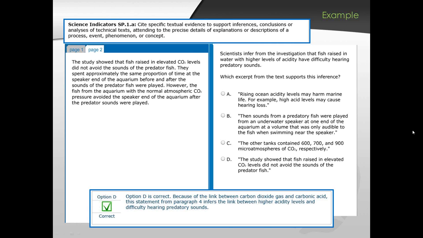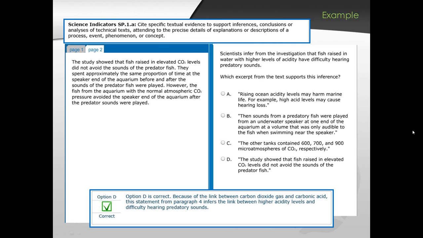And Susan, when I look at this question, the setup says, you know, they have difficulty hearing predatory sounds. Which excerpt supports this inference? I don't see anywhere it says have difficulty hearing, because the answer that's supposedly correct is did not avoid the sounds. Is that an example of an inference I needed to make?